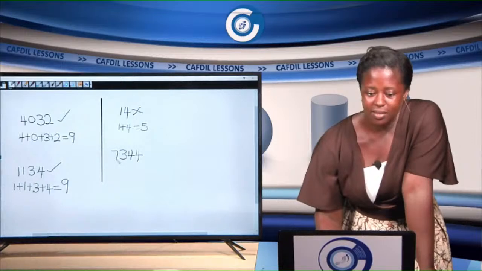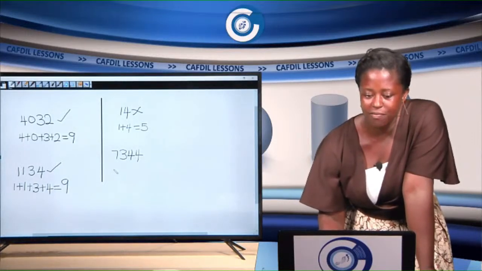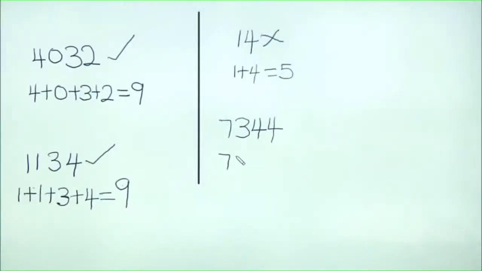So the digits are 7, 3, 4, and then 4. Let's add everything. 7 plus 3 plus 4 plus 4. And what is the sum? 7 plus 3 is 10. 10 plus 4 is 14. 14 plus 4 will be 18.